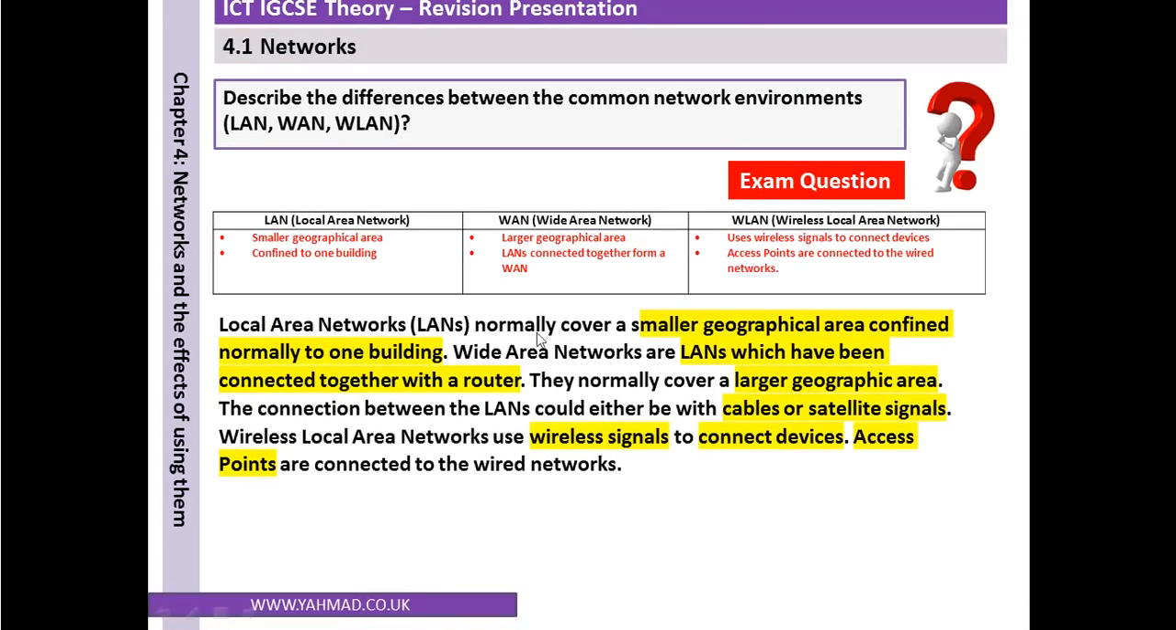So the local area networks normally cover a smaller geographical area, confined normally to one building. Wide area networks are local area networks which have been connected together with a router. They normally cover a large geographical area. The connections between the local area networks could either be with cables or satellite signals. Wireless local area networks use wireless signals to connect devices. Access points are connected to the wired networks.